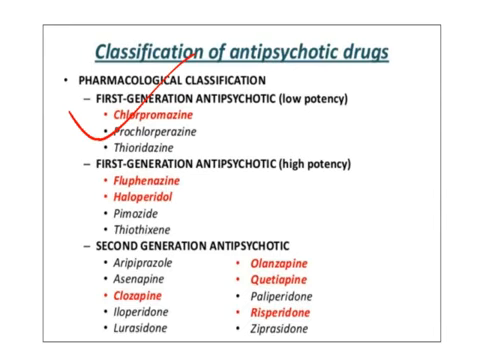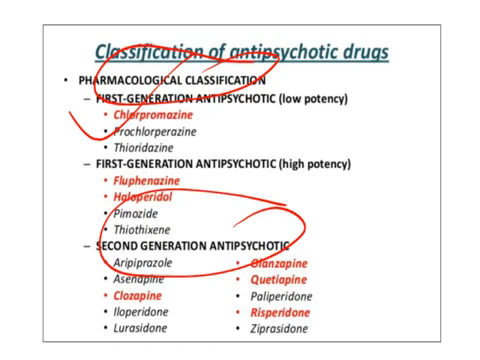And the first generation with high potency includes fluphenazine, haloperidol, pimozide, thiothixene. Then the second one, as we have discussed, is second generation antipsychotics. The first generation comes under typical antipsychotic agents. The second generation comes under atypical antipsychotic agents with fewer side effects compared to the first generation, because first generation acts only on the D2 receptor, but second generation acts on the D2 receptor as well as the serotonin or 5-hydroxytryptamine receptor. So this is the classification depending upon generation, or you can say the pharmacological classification.